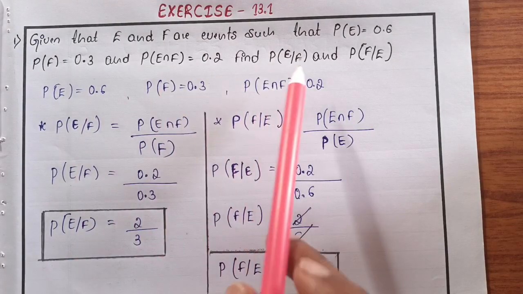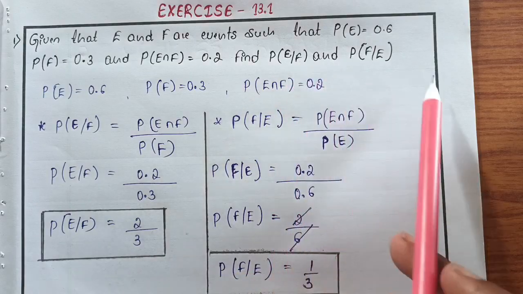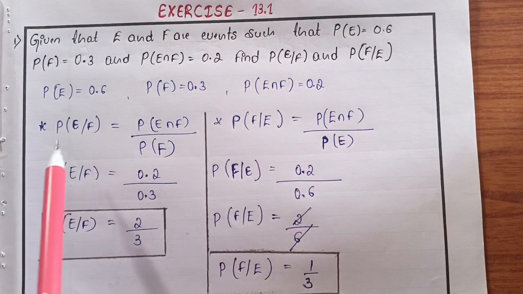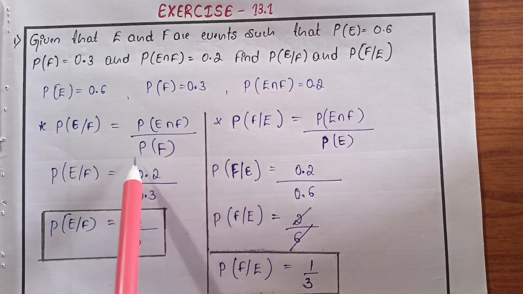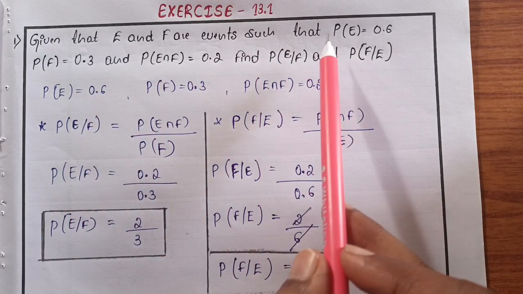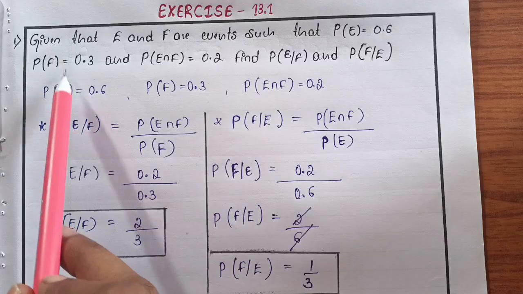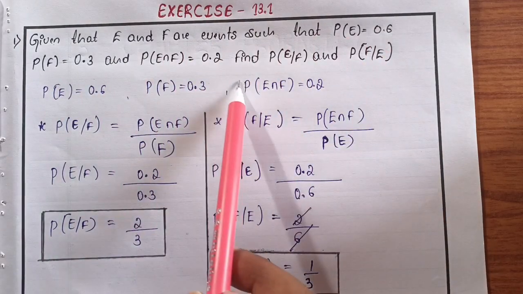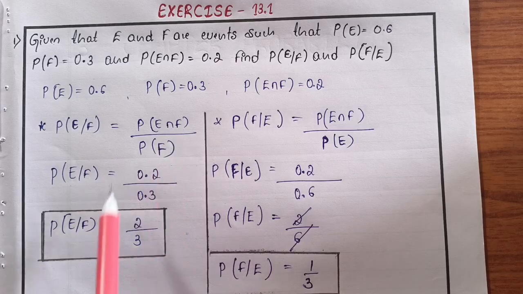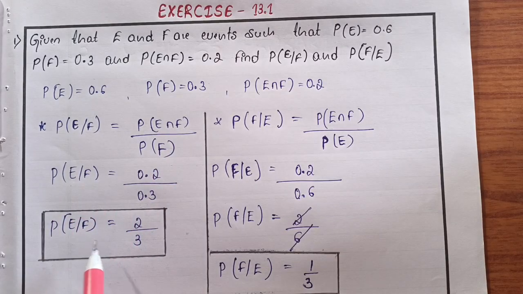In this question we find out the probability of E by F and F by E. What is the formula? E by F, probability of E intersection F divided by probability of F. Probability of E, probability of F and probability of E intersection F values are already given. So we put into the formula. So we found out the probability of event E by F is 2 by 3 and the probability of F by E is 1 by 3.